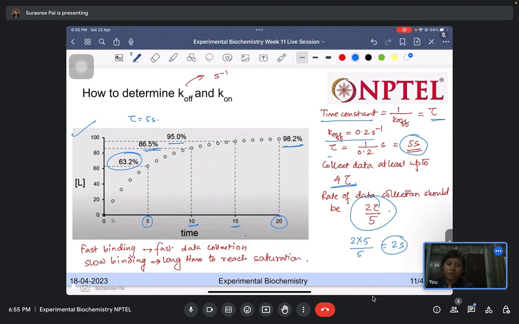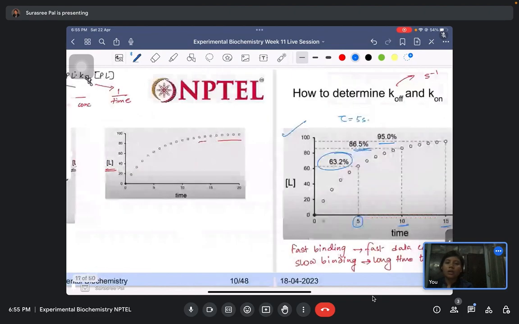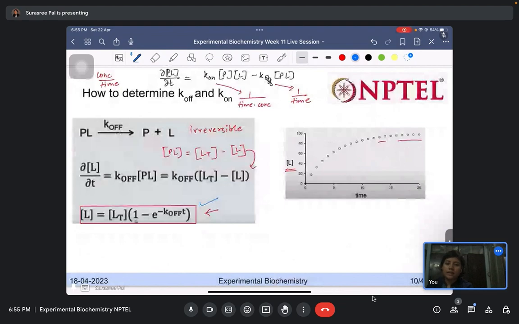And after collecting this data, we can plot it in the same equation. And in this particular equation, we can plot the values, or we can put the values in this equation, and then we can calculate the k off, or the rate of dissociation of this complex.